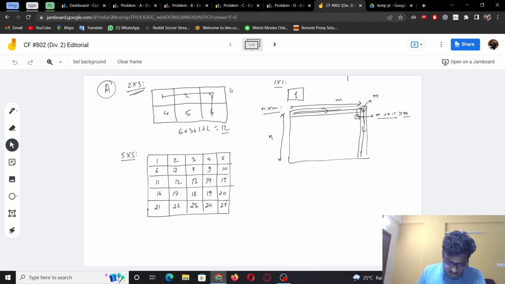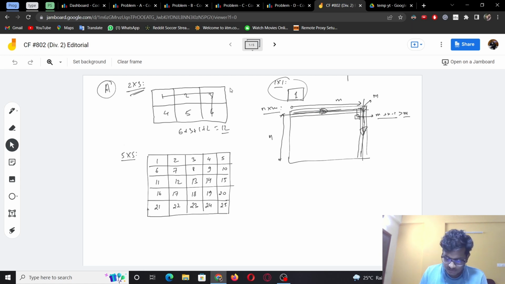If you try this for a few observations, like for 1 cross n, it will directly be one. And if you try it out a few times on different test cases, you'll realize a pattern. The pattern that I claim is that you need to traverse through the first row and then through the last column, and this will give you the minimum cost.